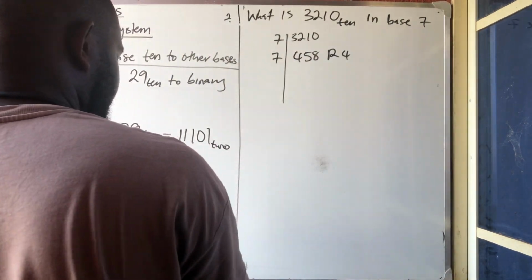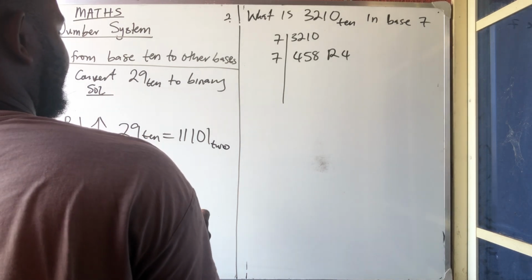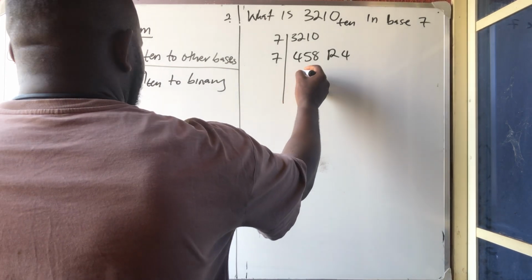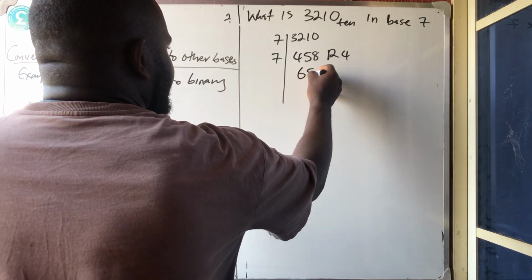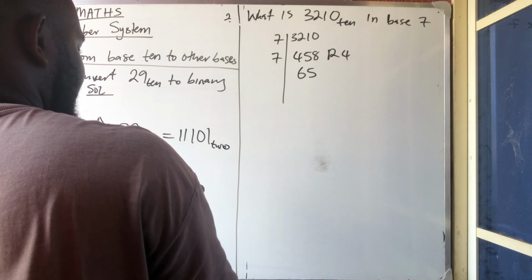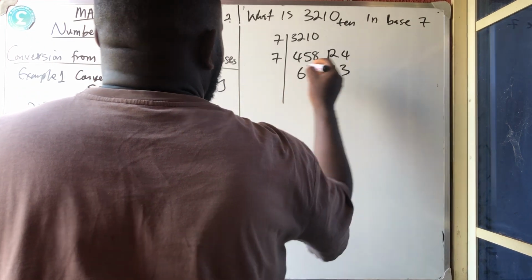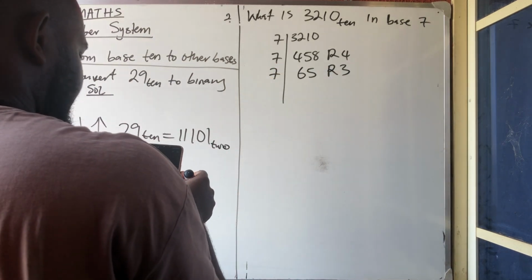7 again. Let us repeat it again. So 458 divided by that 7. You're having 65 point blah blah blah. Write the whole number 65. Then subtract it minus that 65. Okay, then times that 7 to get your remainder. I'm having remainder 3.